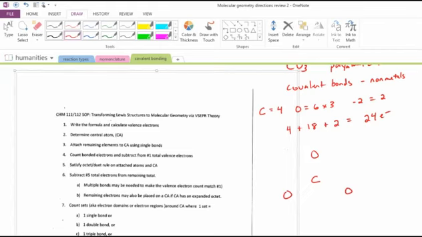Attach remaining elements to central atom using single bonds. Count bonded electrons and subtract from the total valence electrons. 2, 4, 6. So we have 18 electrons left. So we have to satisfy our octet rule.